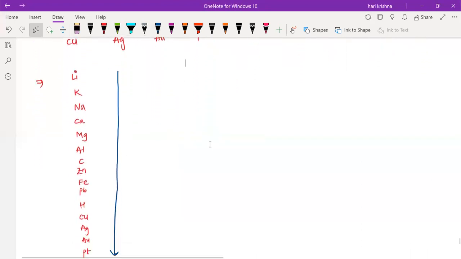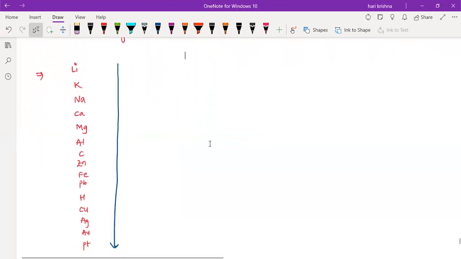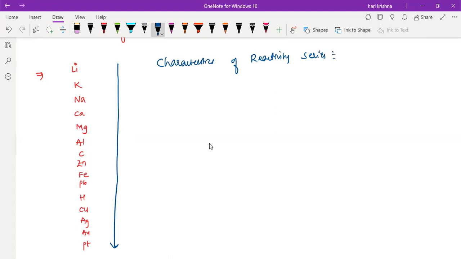Okay, now listen here carefully because it will cover in the two chapters. First, I will write the important points here, characteristics. So characteristics of reactivity series. Again, which is very important in that chapter. So we'll learn here itself. First one.